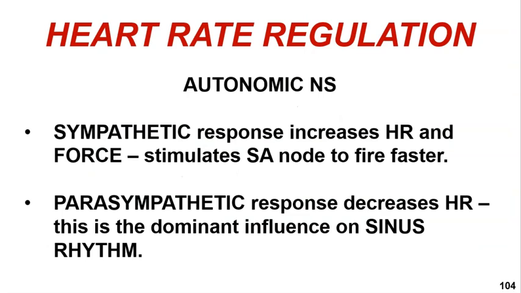We saw earlier that heart rate can be regulated by the central nervous system, in particular the autonomic nervous system. We see that sympathetic responses such as emotional or physical stressors can increase heart rate and force of contraction, stimulating the sinoatrial node to fire faster. Parasympathetic responses serve to decrease heart rate, and it turns out that these responses are the dominant influence on heart rate in order to maintain heart rate at sinus rhythm of 75 beats per minute.